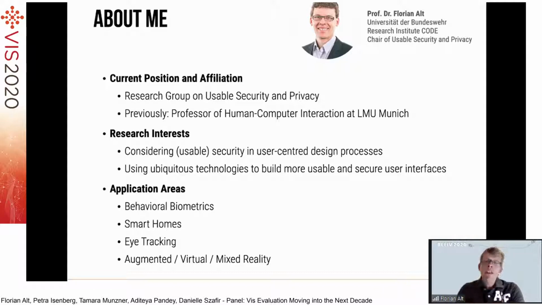The work we are currently doing primarily focuses on how we can enhance user-centered design processes so as to better focus on privacy and security. And the second thing is we're very much looking into how we can use ubiquitous technologies, in particular such that allow us to better understand users' behavior and physiology to build novel user interfaces that are both usable and secure. I just listed some of the application areas here: behavioral biometrics, smart homes, eye tracking, as well as AR, VR, and MR.